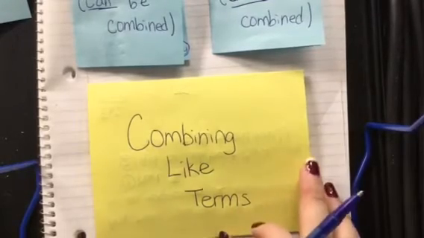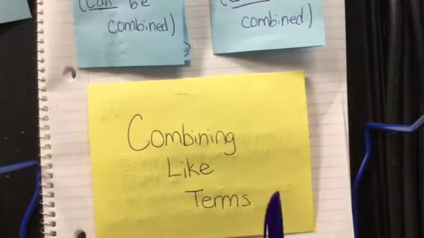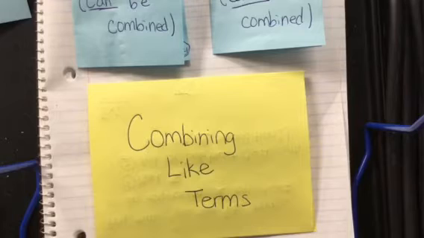So now we're going to talk about what happens if we have like terms in an expression or equation. One thing I want to say before we talk about this is we are not solving any problems yet, okay? We are just rewriting them to make them simpler. We're not going to come up with an answer, okay? We're just going to rewrite the problem to make it simpler.